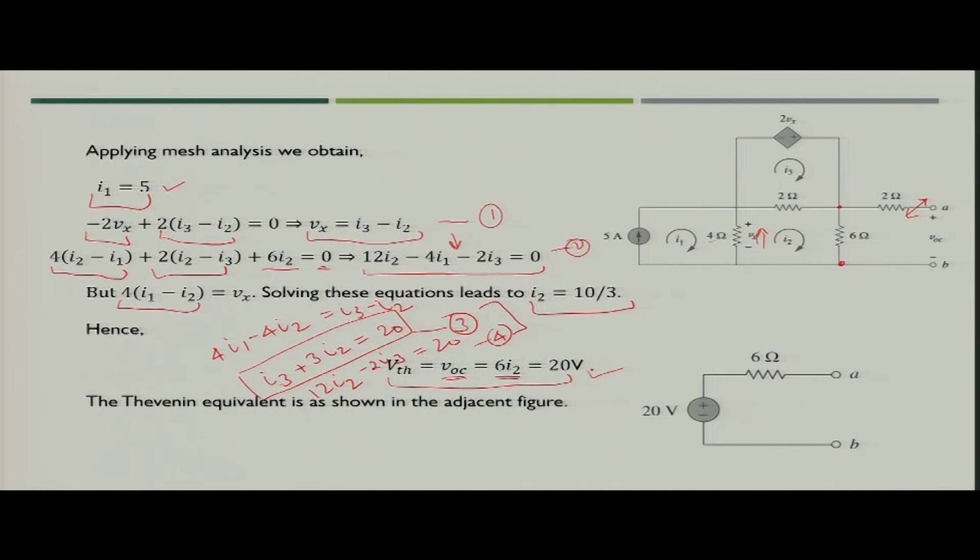So now we have got VTH and we have got RTH. Our Thevenin equivalent circuit will look like this, where the 20 volt voltage source is in series with the 6 ohm resistance.